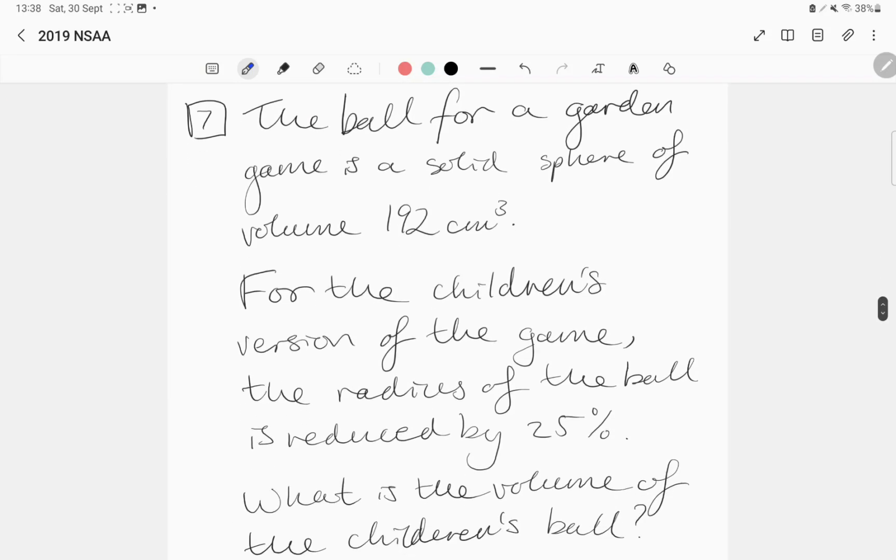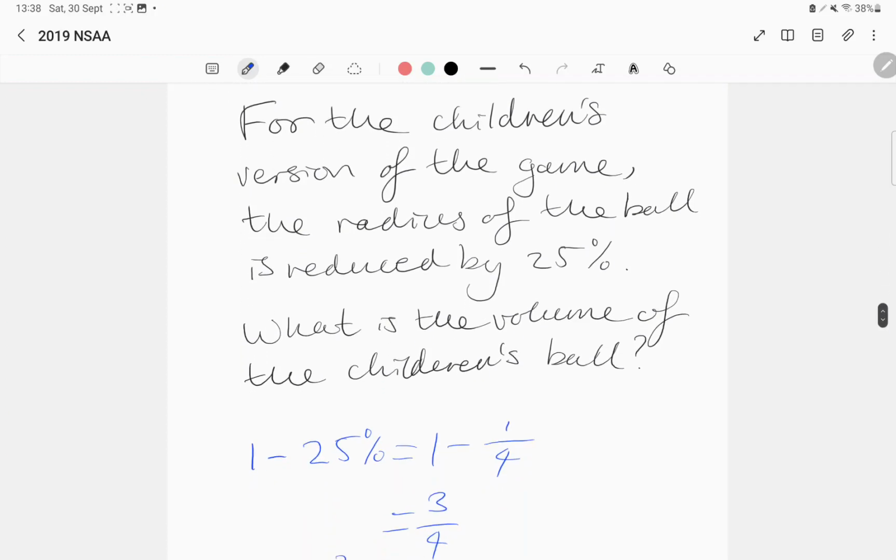Let's get started. The ball for a garden game is a solid sphere of volume 192 centimeters cubed. For the children's version of the game, the radius of the ball is reduced by 25%. What is the volume of the children's ball?